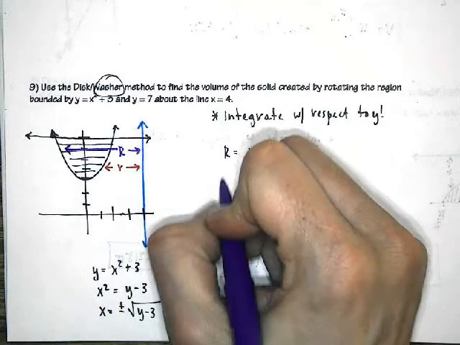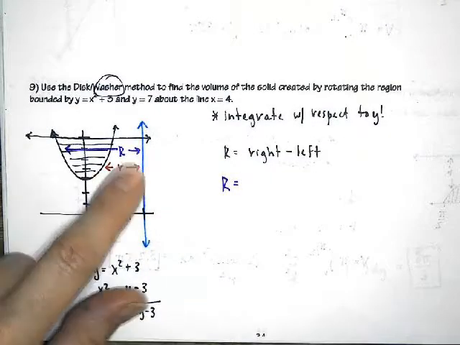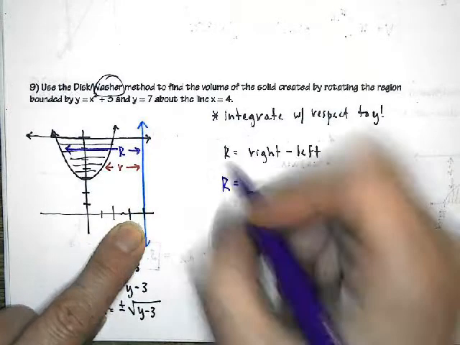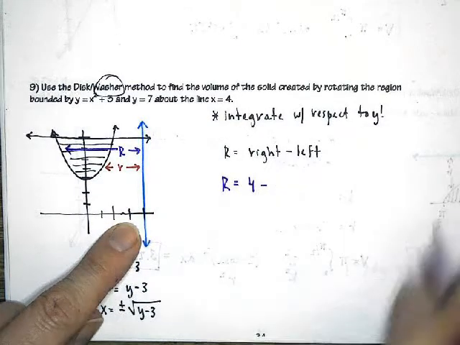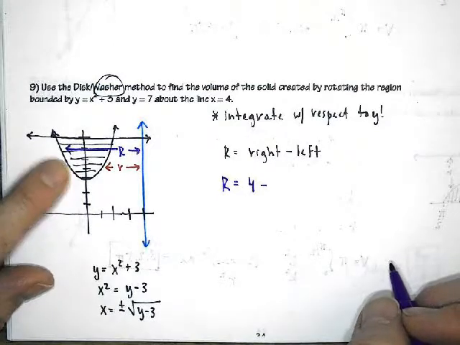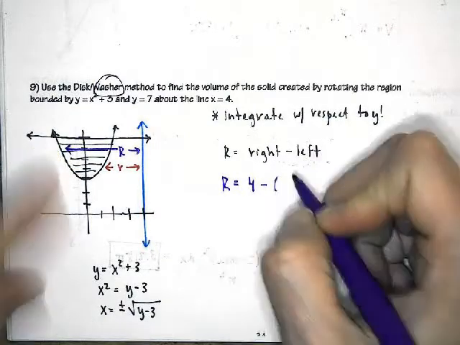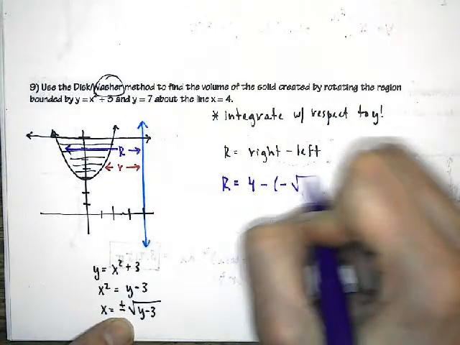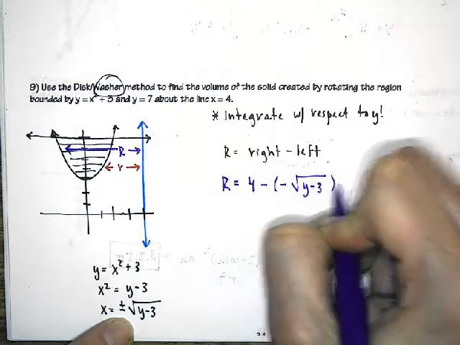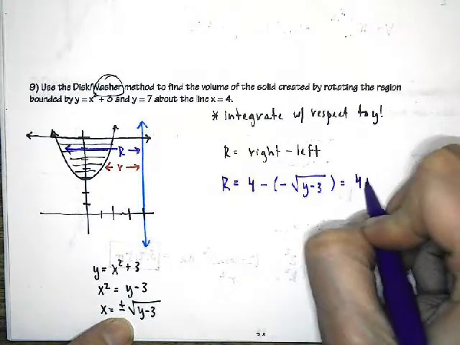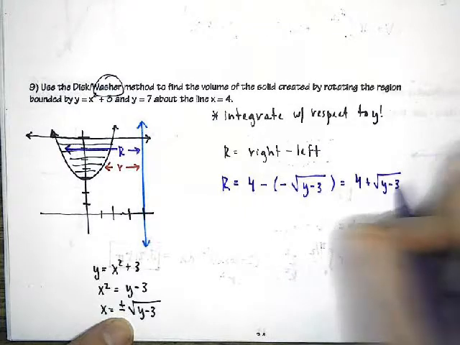So let's take a look at our radii. For my big R, well, my right boundary is 4, and I'm going to subtract my left boundary, this piece of the curve here, where I know my x values are negative. So what I'm doing is subtracting the opposite of the square root of y minus 3. So that's really 4 plus the square root of y minus 3.